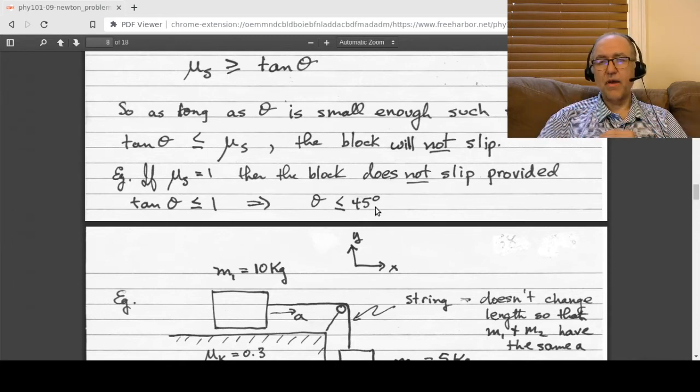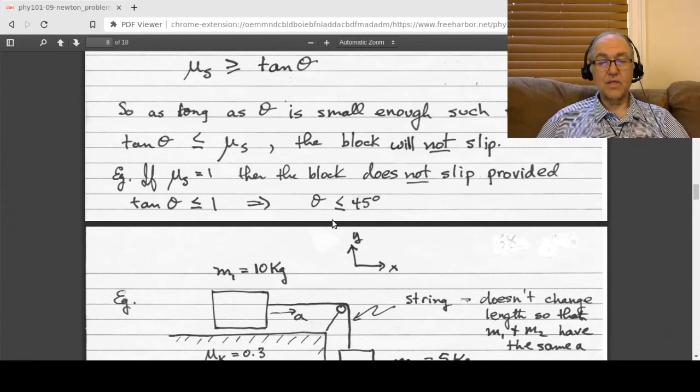What happens at exactly 45 degrees? You're right at that critical point, and it's hard to say. It depends on the details. But you'll actually do this experiment: you take an inclined plane and start to increase the angle, and you say, okay, it's not slipping, it's not slipping, it's not slipping, and then suddenly you get to a certain point and it starts to slip.